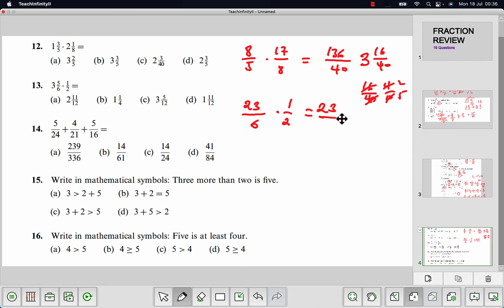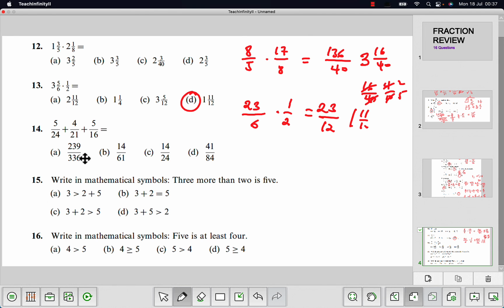6 times 2 is 12. 12 can go into 23 one time, and there will be a remainder of, I guess that is 11/12. So this is correct. Well, so I will leave you with the last 3. See what you can do.